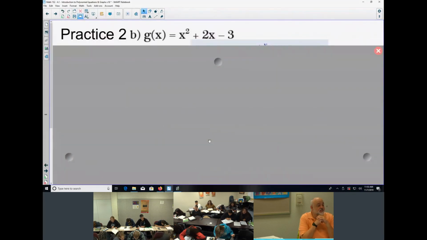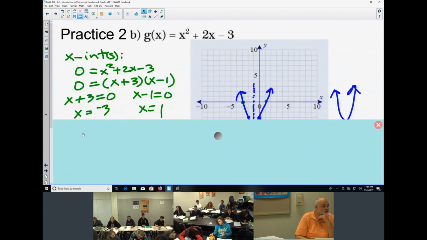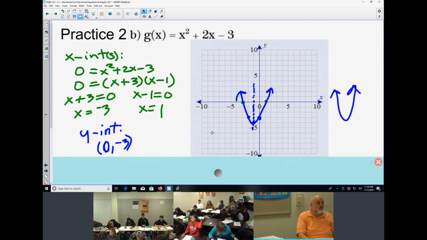All right, so Jocelyn, when you get the x-intercepts, let me know. x equals 1 and x equals negative 3. Good. And what would be the y-intercept? Negative 3. Okay? And then it's even positive, so both ends up. And so these are the points that I would want. So negative 3, 0, and negative 3.